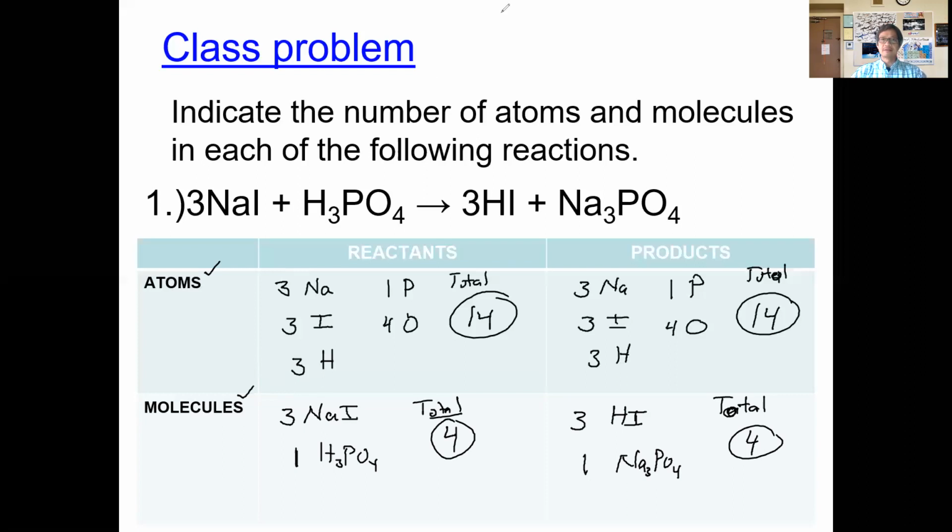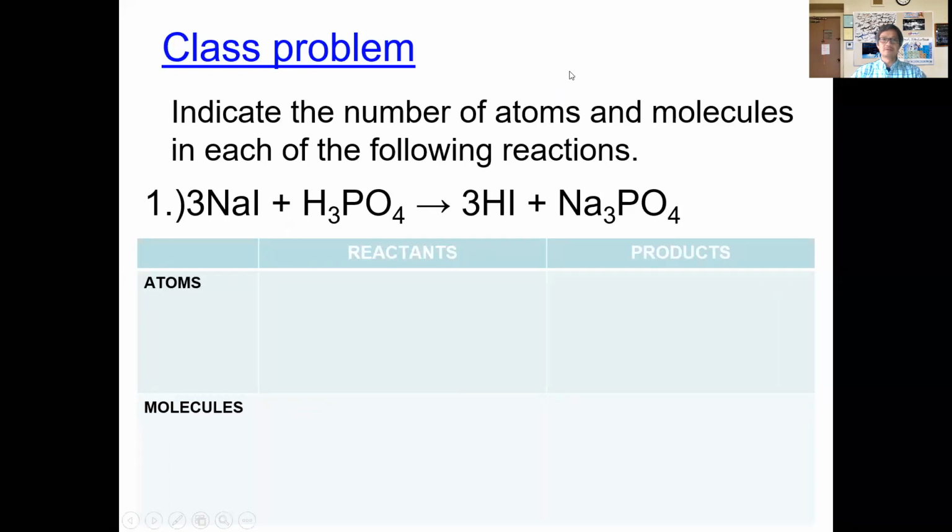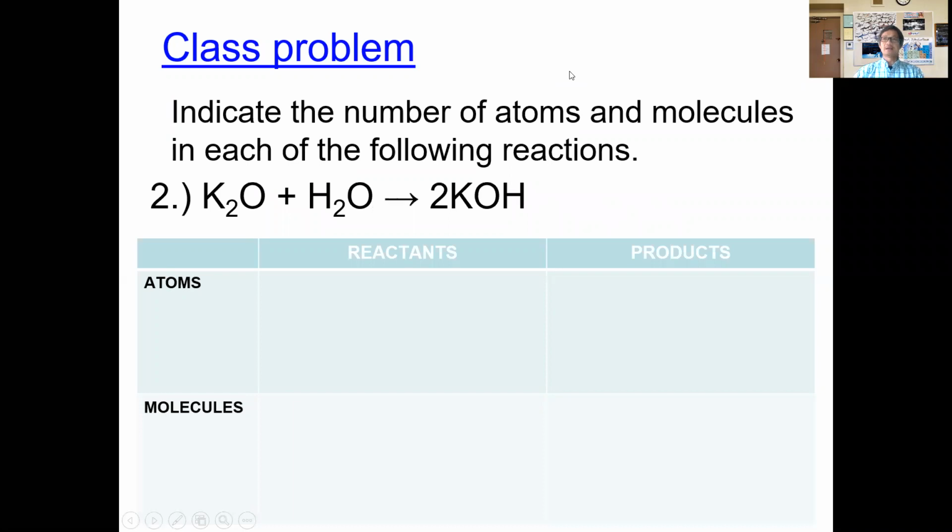Let me go ahead and clear this up. Let's do the next one. Let's do the same thing for the next one, and hopefully you were able to do this as well. If you need to draw out these tables, go ahead and do so, folks. Let's start out with atoms. Let's identify the first one.